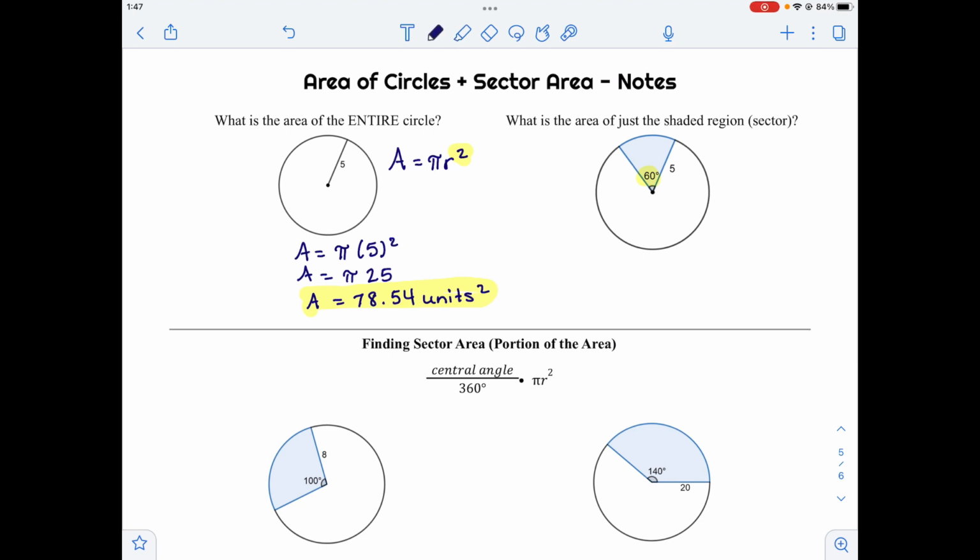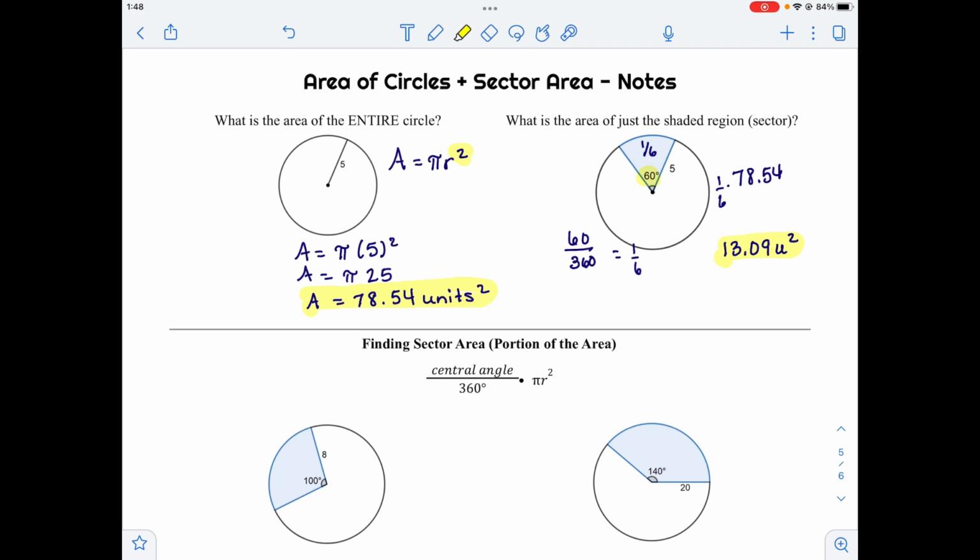So if we think about taking 60 divided by 360, we know that that is 1/6 of the circle. So this is 1/6 of the circle. So if we think about finding area, if we weren't finding any shaded, we would find our area with our radius of 5, which we've already done. So we already know that it's 78.54 units squared. And in this case, we're going to divide it or multiply it by 1/6, which is the same thing as dividing by 6. So we end up with 13.09 units squared of the shaded area.